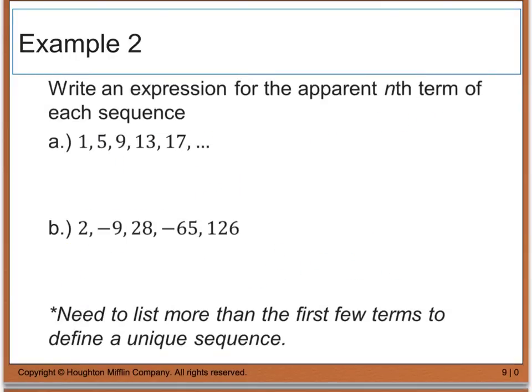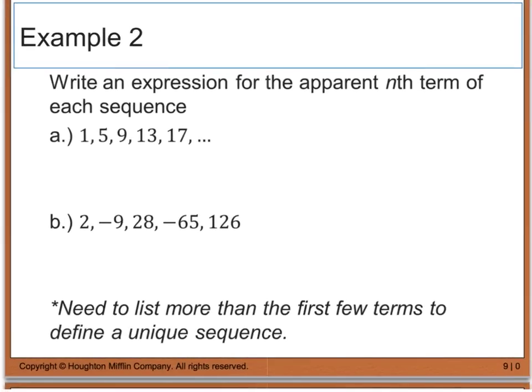Example 2 says to write an expression for the apparent nth term of each sequence. So in other words, we are going to come up with the equation or formula that each of these terms are coming from. What I will do is I always start out by identifying what n equals. So my first term equals 1. My second term equals 5. Third term is 9. Fourth term is 13. My fifth term is 17, and so on.